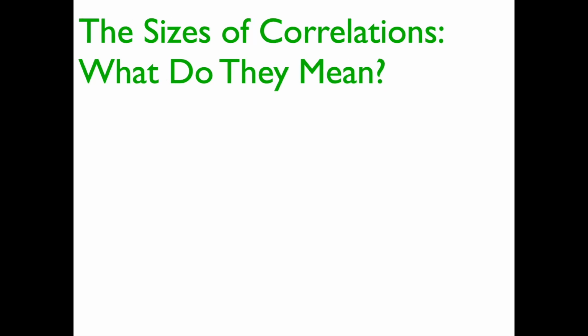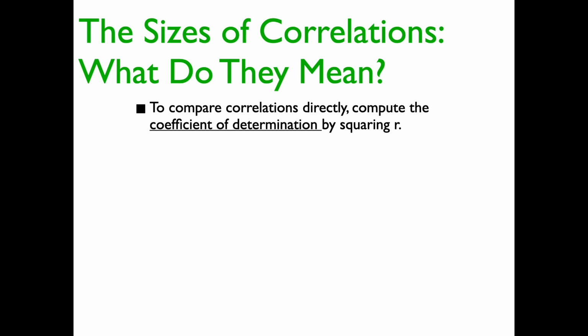Now, the sizes of correlations, what do they mean? To compare correlations directly across different studies, you can compute what's called the coefficient of determination by squaring the R. So if you take an R of 0.2 and square it, R squared, you see that 0.04 is the coefficient of determination. And then if I have another one and I say R is equal to 0.5, I want to square it again, and I'll end up getting 0.25.